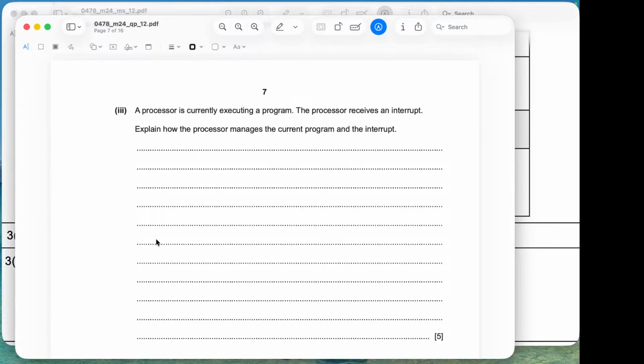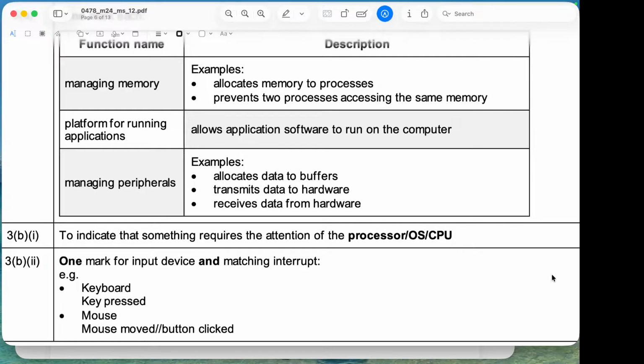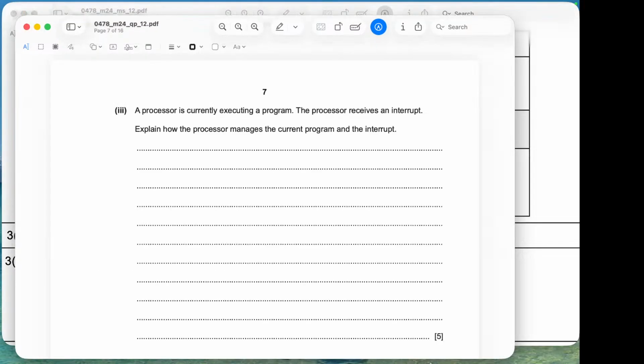So don't worry if you can't remember any of this. I will go through it in a moment. But do try and just have a few minutes to think what might happen when the processor gets that interrupt. And do think about the example that they've got in the mark scheme here. If someone presses a key on a keyboard, what happens to the processor?